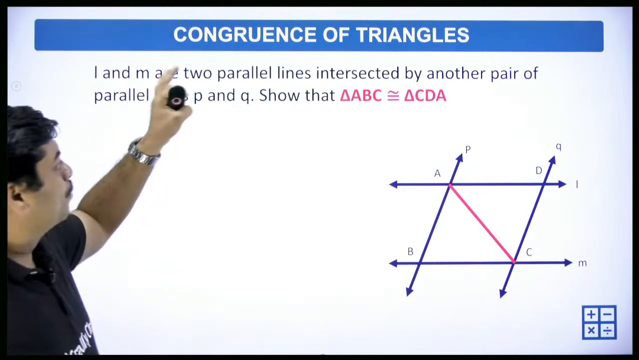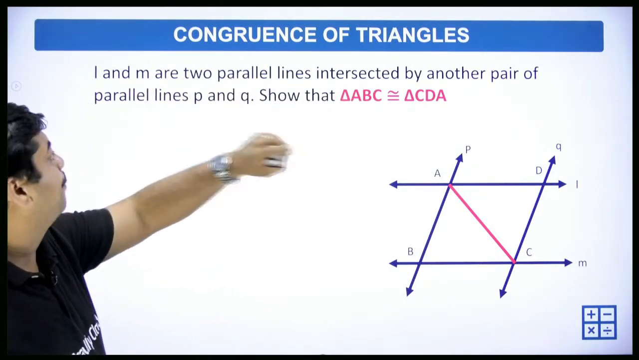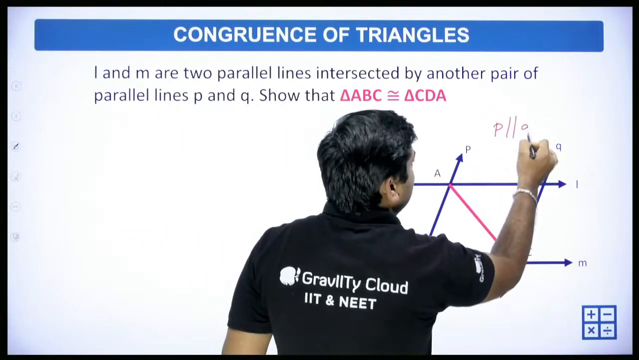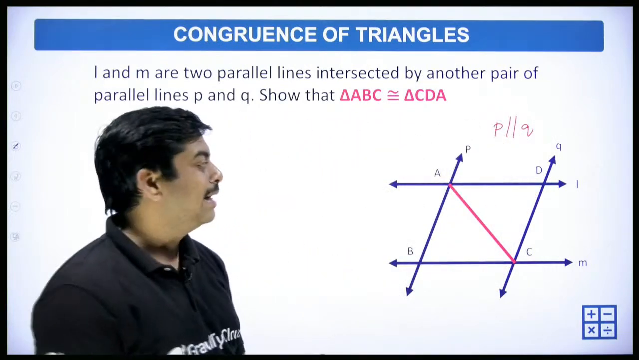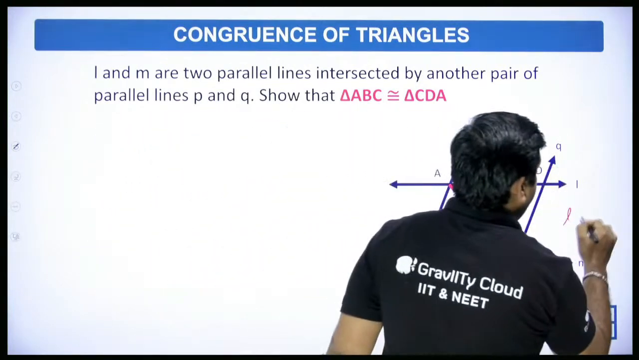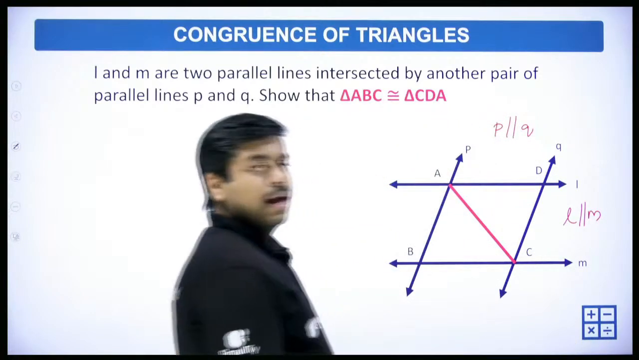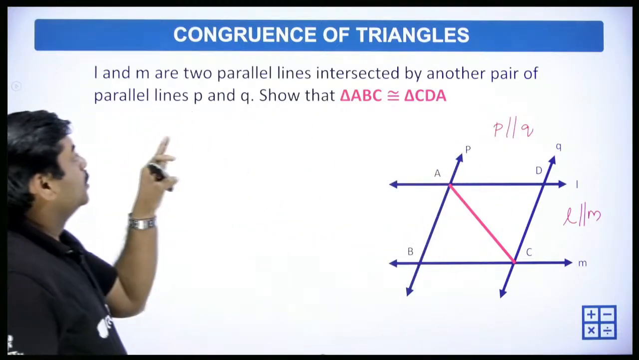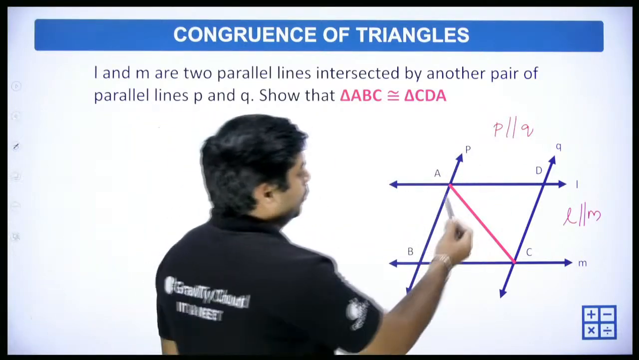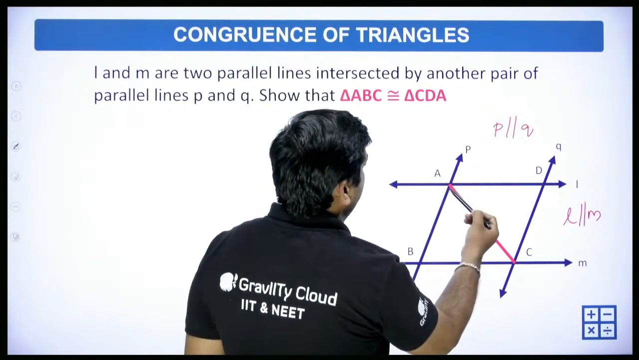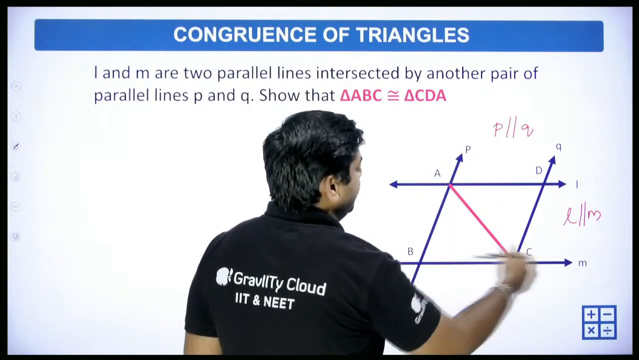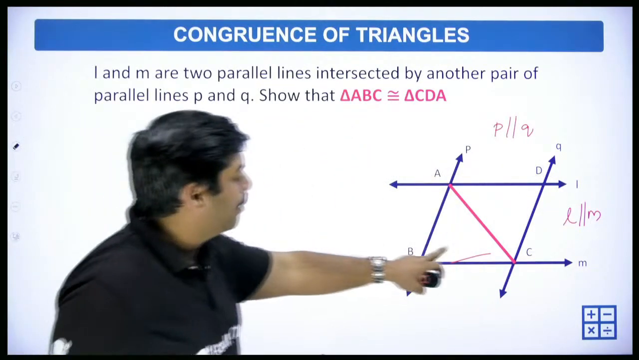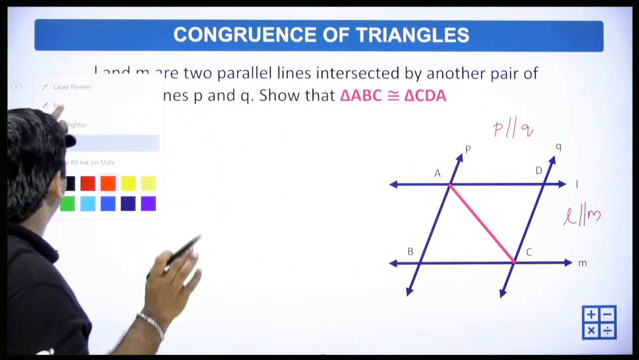L and M are two parallel lines intersected by another pair of parallel lines P and Q. So P is parallel to Q; this symbol is used for representing parallel. And L is parallel to M. These two are parallel lines, and these two are parallel lines. Now we need to show that triangle ABC is congruent to triangle CDA. One thing I want to tell you here: as the sides are parallel, I'll tell you the solution by two different methods.